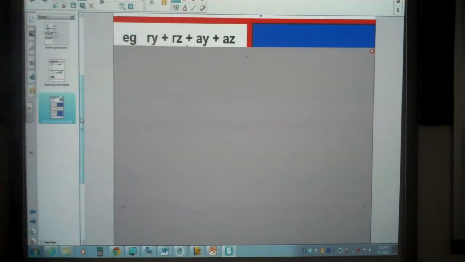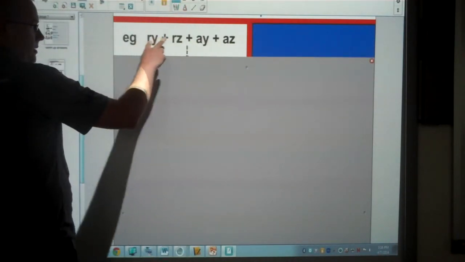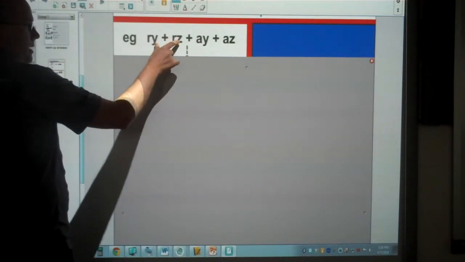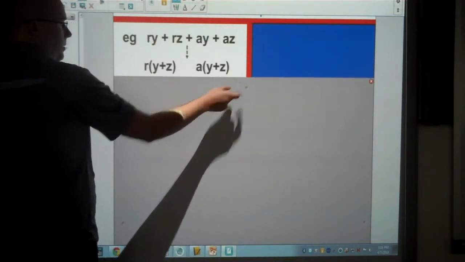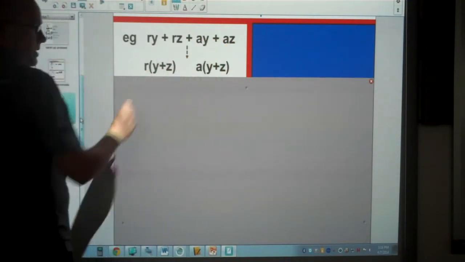So, if that was my question, and notice there's no numbers on this, which also sometimes phases people. We're going to split the question down the middle here, look at these 2 terms. So notice these both have r as a factor, and then we've got y plus z left over. And then here, a is a common factor, and then we've got y plus z here.